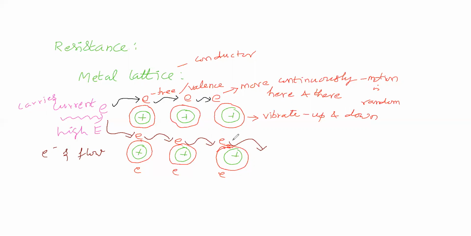This is what is meant by electrons flow. We can say about electrons flow like this. Okay. So, how the current is carried, we said. Now we want to say about the next point.